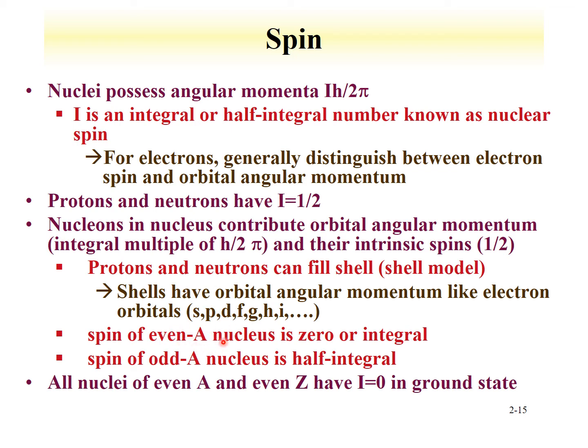And we're going to see some trends. Even A nuclei tend to have 0 or integral spins, and odd A nuclei tend to have half integral spin. For an odd A nucleus, the unpaired nucleon, either a proton or a neutron, is going to be responsible for the spin of the entire nucleus. And as we already discussed, all even-even nuclei are 0 in the ground state, 0 spin.